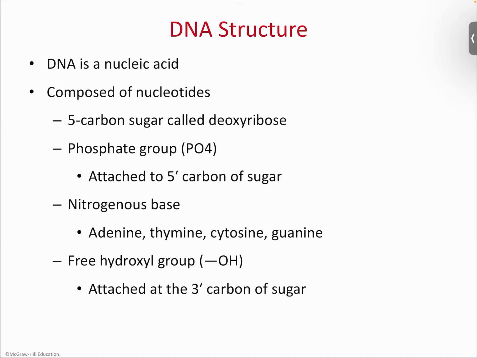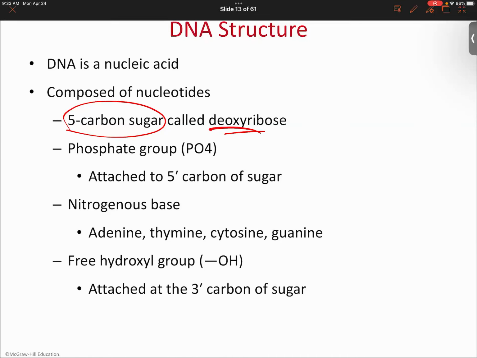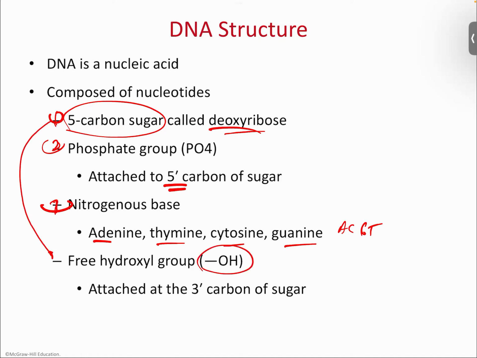First of all, we already know that DNA structure has a couple of parts to it. We have the sugar component, your 5-carbon sugar, in this case deoxyribose. You have your phosphate group, which is attached to the 5' carbon. You have your nitrogenous base, which is either adenine, thymine, cytosine, or guanine. So A, C, G, and T. And then the important thing associated with the sugar is your OH on the 3' end of the nucleotide.